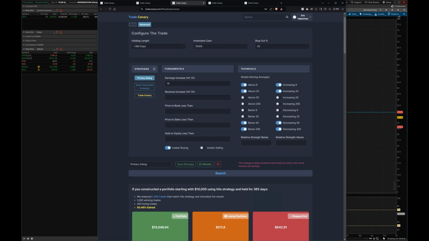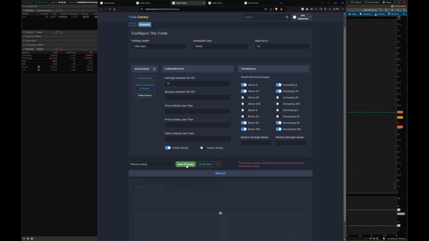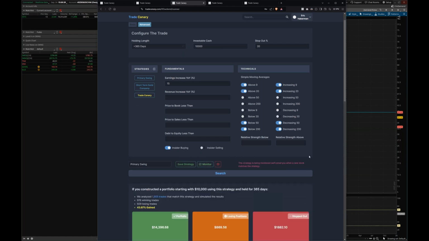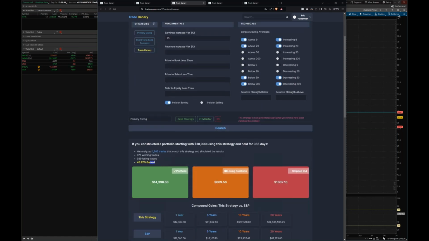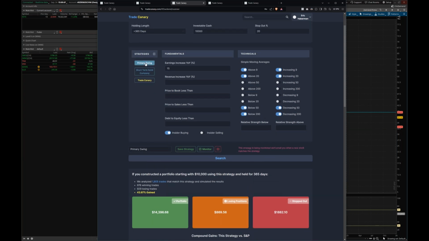Look, we can go in here, we can define a strategy, give it a name. I should not have clicked that. Click Save Strategy. Once it's saved, it'll show up on your list here. Click Monitor. See, you can turn monitoring on and off. So, oh, look at that. So I only gained 43% on my saved primary swing, okay?